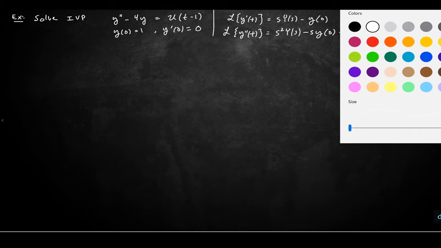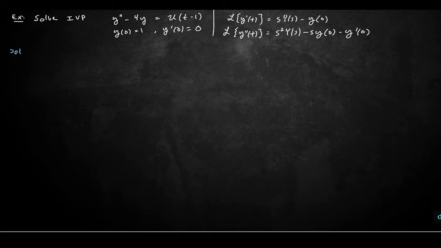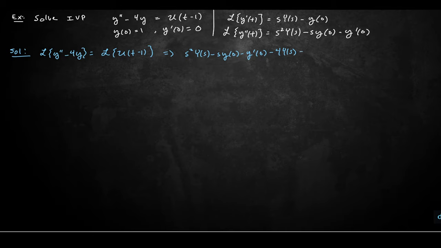So let's look at the solution to the differential equation. What we're going to do is take Laplace of y double prime minus 4y equals Laplace of u of t minus 1. And we know both of those Laplace transforms now on the right and the left. So that's going to be s squared capital Y of s minus s y of 0 minus y prime of 0 minus 4Y of s equals e to the negative s over s. So that's our setup. Laplace transform of y double prime is in the parentheses here, minus 4 times Laplace of y, which is just capital Y of s.